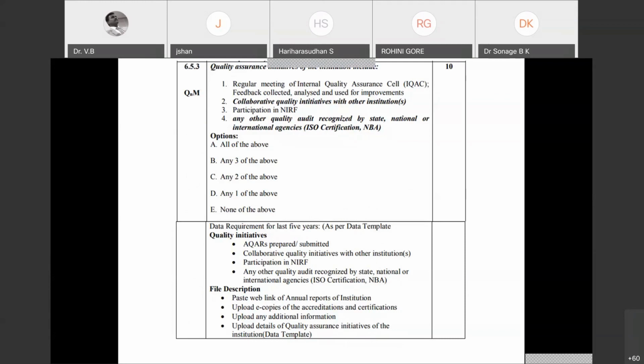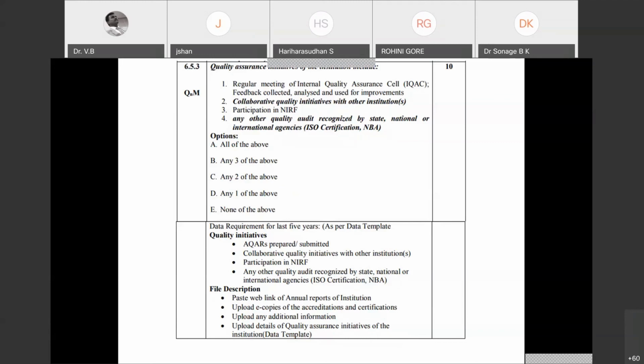So depending upon the value which you chose, if you say you are doing all the above, then you need to give supporting documents for all the four, like the meeting schedules, minutes of the meetings of the IQAC. Then for NIRF, what is your NIRF ranking?